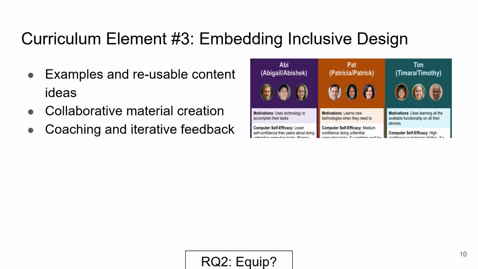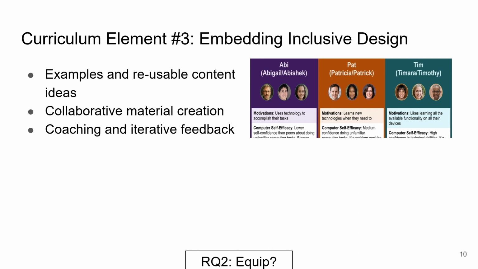Moving on to element 3, recall that this element contributed to answering RQ2. Can we equip faculty with the necessary skills? In element 3, faculty began embedding their chosen inclusive design elements into their own courses however they wanted. To help them in this element, we provided examples and reusable content ideas. For example, on the screen is a piece of a reusable handout with descriptions of the persona's facet values.